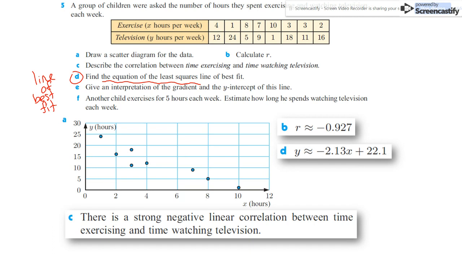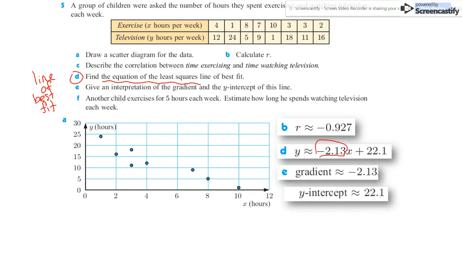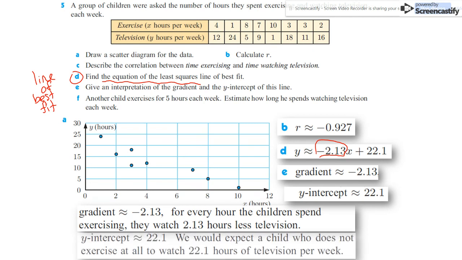Give an interpretation of the gradient and the y-intercept. So the gradient, remember the gradient, slope, right? Slope is negative 2.13, the y-intercept is 22.1. For every hour that the children spend exercising, they watch approximately 2.13 hours less television. And so for a child that does not exercise at all, we'd expect them to watch 22.1 hours of television.